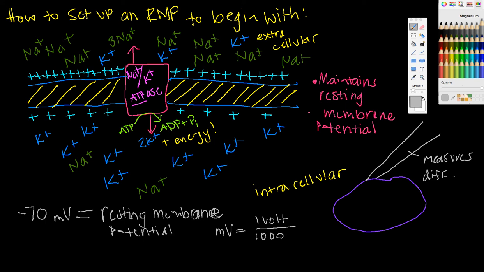So that is resting membrane potential from front to back, as well as how we measure it. So in the next video, I'm going to explain what happens when you disrupt the resting membrane potential, so when you undo it. In the meantime, thanks for watching, and I'll see you in the next video.